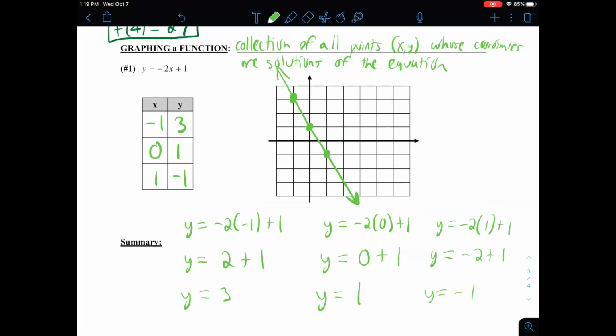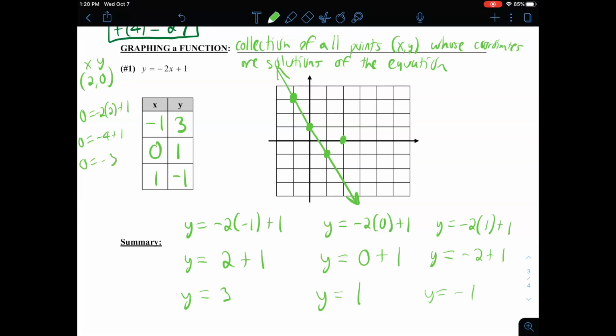So test something that's not a solution. Let's test the point, I don't know. Let's test the point 2, 0. So if I'm testing 2, 0, which is my x and y, let's plug in 0 for y equals 2, negative 2 times 2 plus 1. So 0 equals negative 4 plus 1, and 0 equals negative 3. You see how that doesn't work?